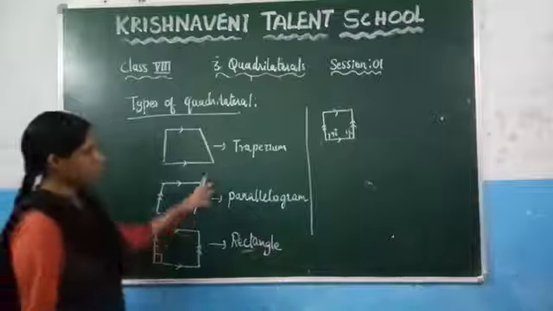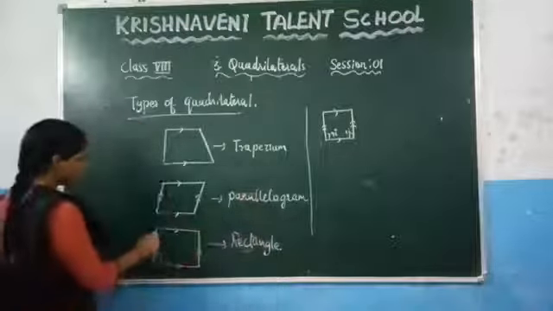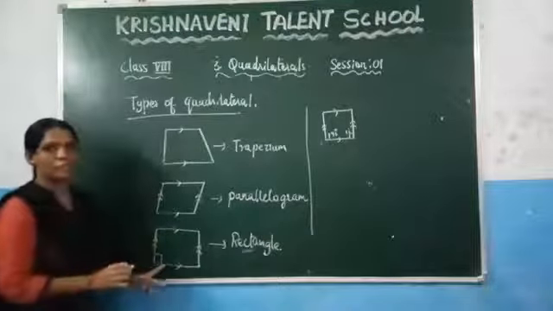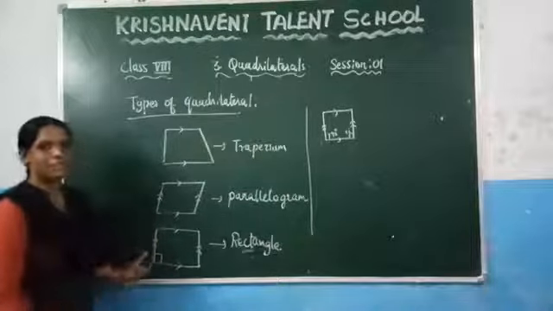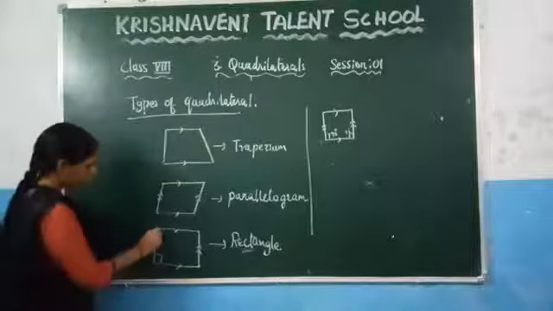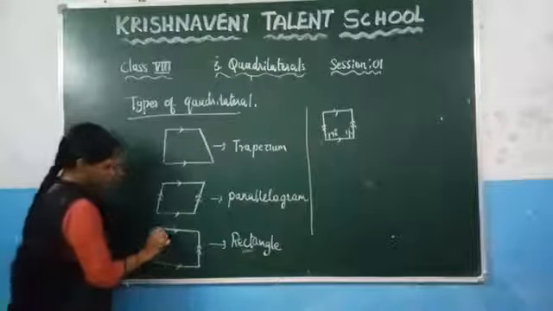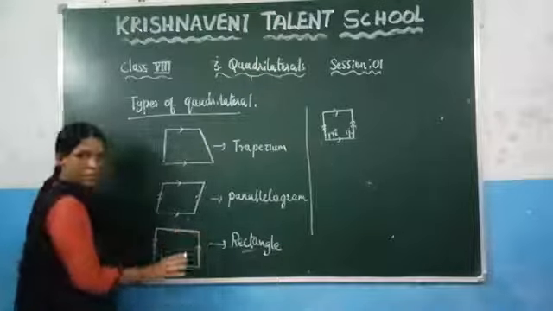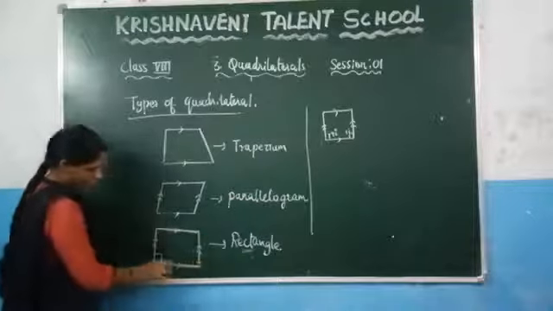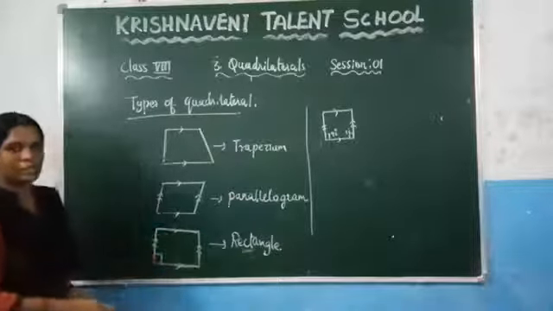So you will get a square if the adjacent sides are equal. What is meant by the adjacent side? Adjacent side means the next side. The adjacent side of this one is this one. Similarly, the adjacent side of this side is this side, and the adjacent side of this side is this side. That is, the next side we call an adjacent side.